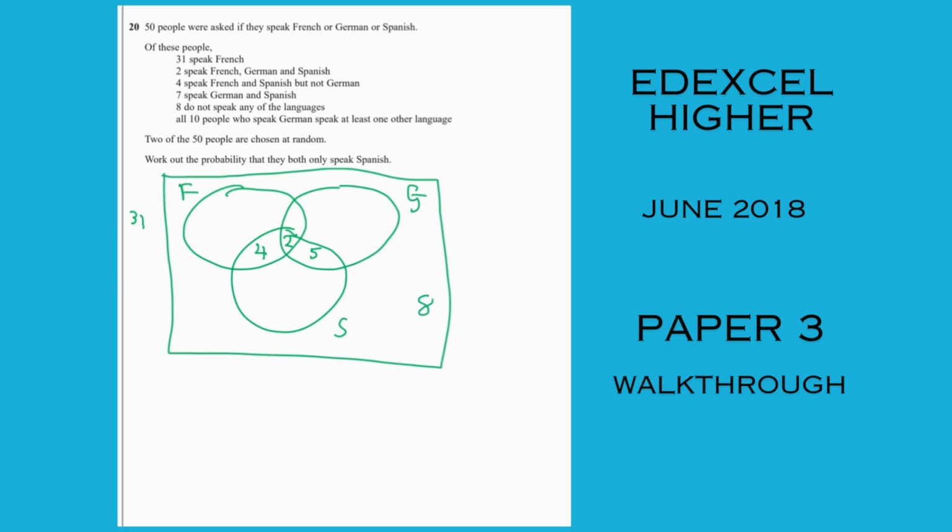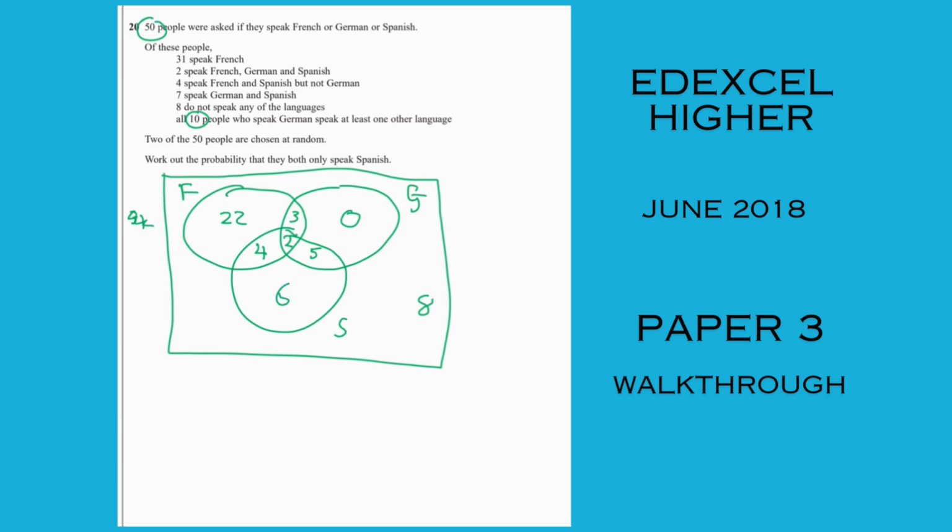Outside they go. And 10 people speak German at least. So no one speaks just German, but we put a 3 in there because the 3, 2 and the 5 give us that 10. We now have enough information to fill in the French, because the French only speakers would be 31 minus the 4, the 2 and the 3. In goes the 22. And we can fill in the Spanish because we've got all sections filled in. So we simply do 50 minus all the numbers we can see.